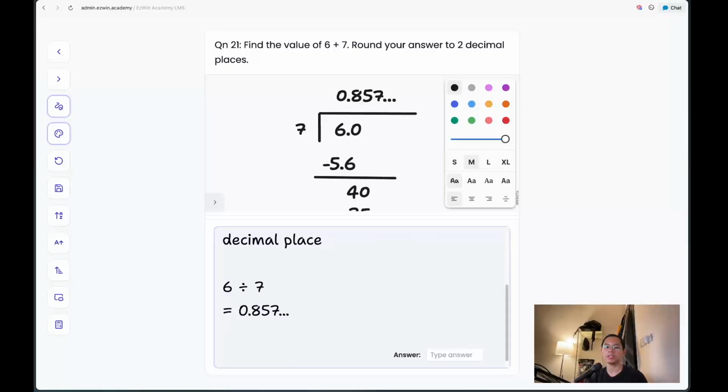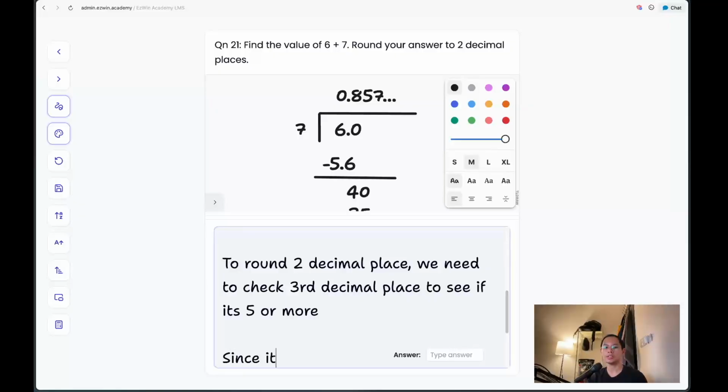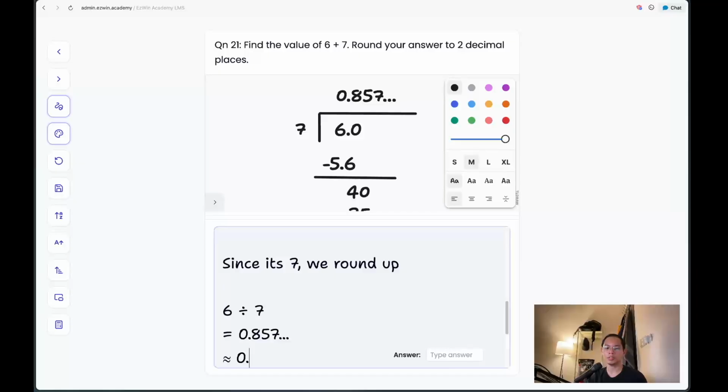0.857 dot dot dot. Then to round to a decimal place, we need to check the third decimal place, see if it's 5 or more. Since it's 7, round up, which in this case will be equal to 0.6. There you go. So that's the answer, 0.6.